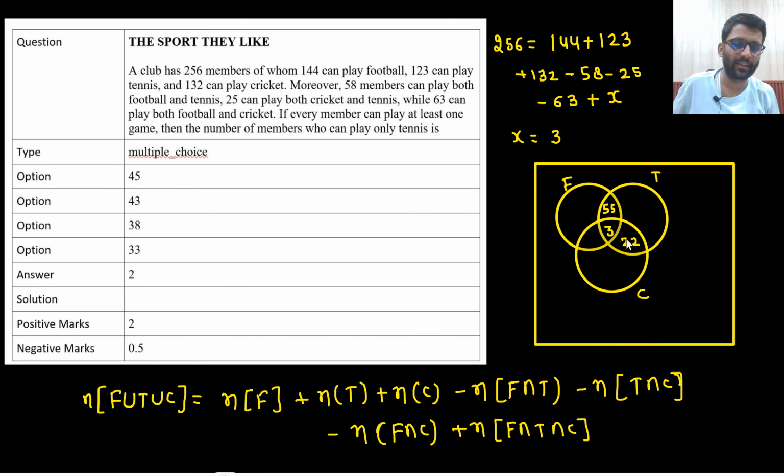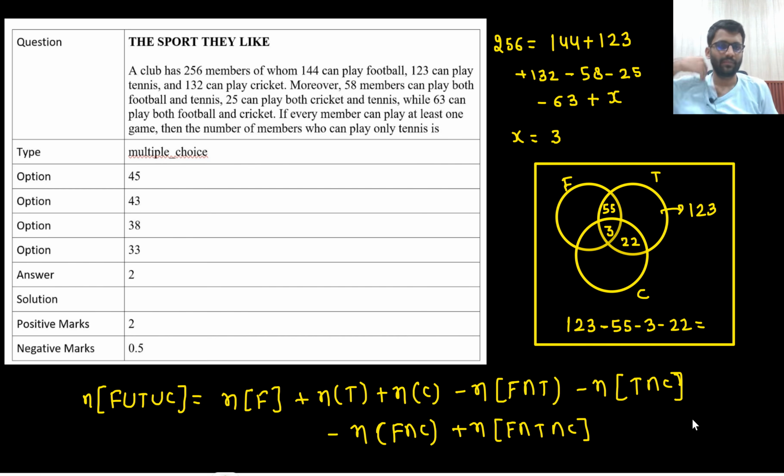So how many are there? These would be 55 plus 3, that is 58, plus 22, that would be 80. So 80 guys are there. And how many guys total play tennis? That is 123. Out of which 80 are those who play football, cricket and all kinds of things as well. But you only need to find purely tennis. So in the whole block, 123 is coming, minus 55, minus 3, minus 22. What will you get? 43.